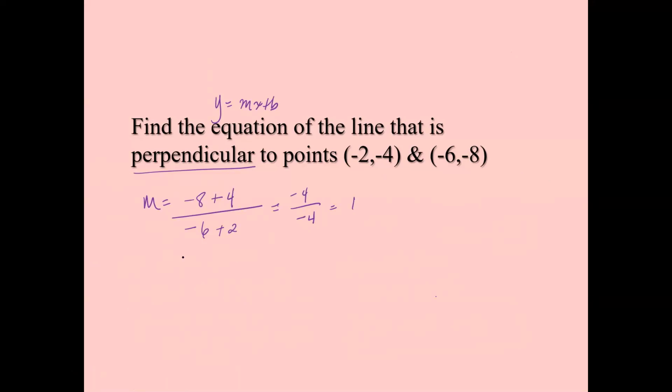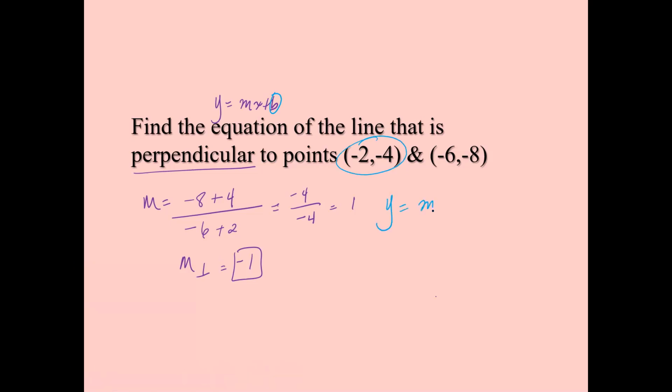So then your slope, which is going to be perpendicular to the positive 1, you just kind of flip it over, so 1 over 1, but you put a negative to it. So this is going to be your slope. Now that I have my slope, I still need to find what b is. So pick a point that's easiest. I think the (-2, -4) is smaller, so it might be a little bit easier.